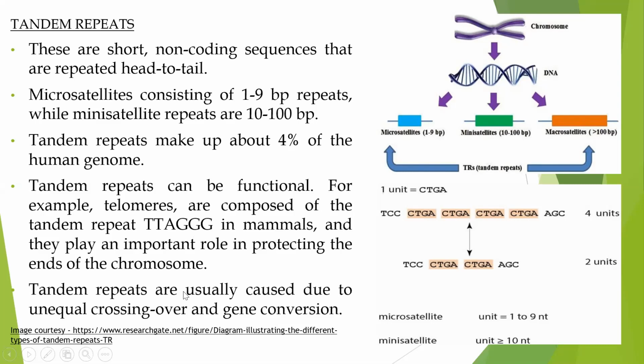And why do tandem repeats arise? Tandem repeats arise because of unequal crossing over and gene conversion. So you can see these are the tandem repeats, repeated head to tail.